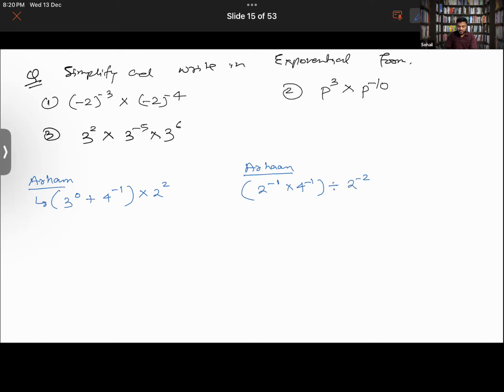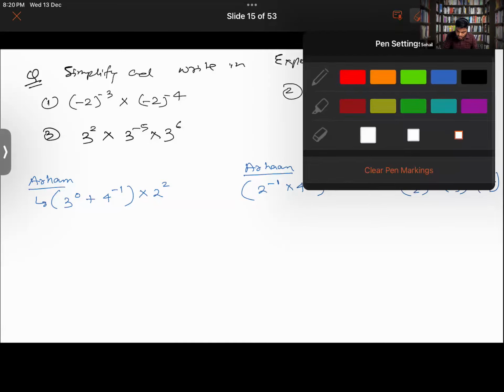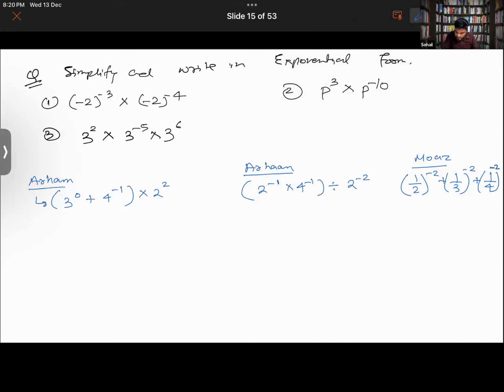They are done, sir. Okay, good. Very good. I will be checking that in a moment. And Moz, you take this question: 1 upon 2 raised to the exponent minus 2 plus 1 upon 3 raised to the exponent minus 2 plus 1 upon 4 raised to the exponent minus 4. I have written a few more questions here. Yes, sir. Let me have a look at your solution.